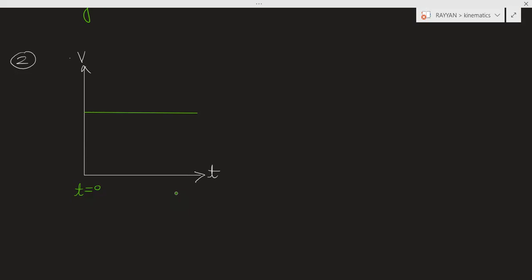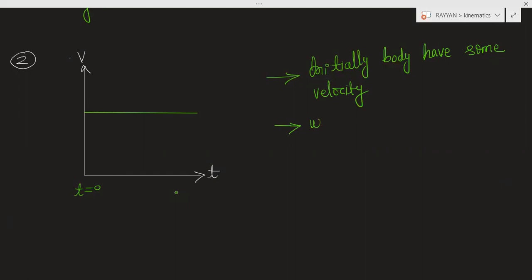So the conclusion for this graph, you can write: initially the body has some velocity, and with time the body is moving with constant velocity.